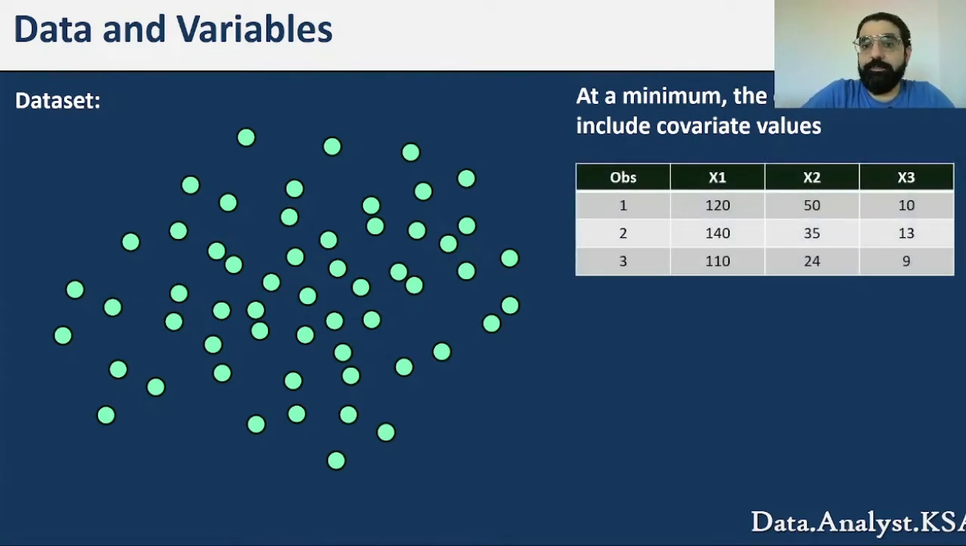So for example, our observations could be 3 observations like in this table. Of course, in the green points there are many, but let's say we are focusing on 3 of them. And they have values in 3 dimensions. So the x1 value for observation 1 is 120, the x2 value for observation 1 is 50, the x3 value for observation 1 is 10.